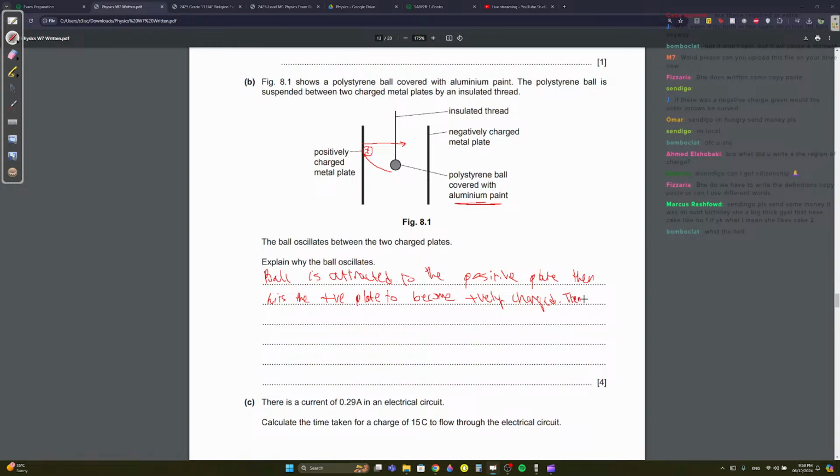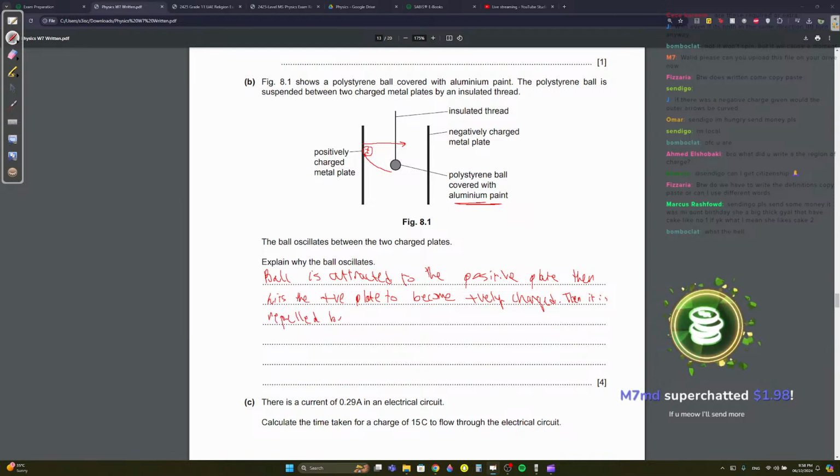Then it is Am I repelled drunk? No way. M7MD super By chatted $1.98. the positive If plate you meow, I'll send more.